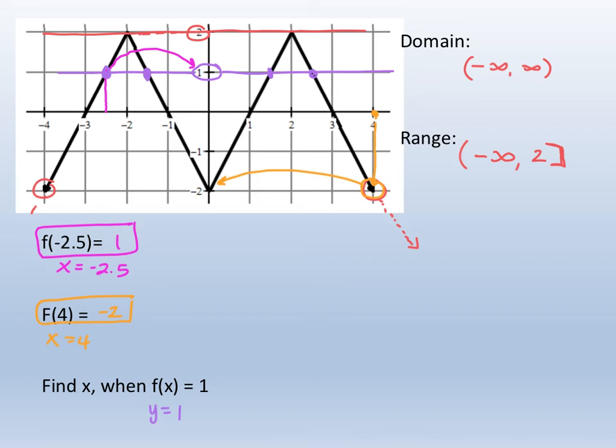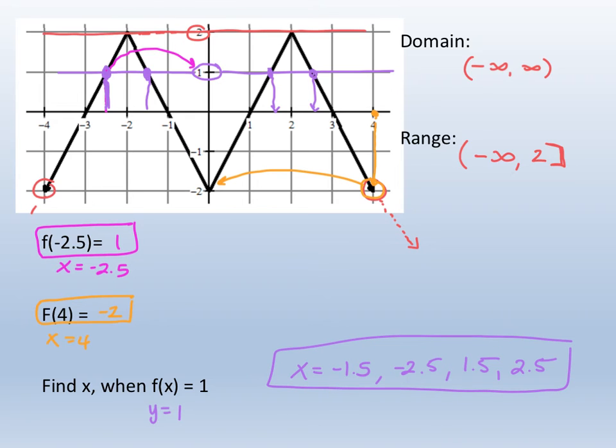That means your x values are going to be negative 1.5, that is here, which we already have, comma, this one also, which is negative 2.5 and negative 1.5. Then we have this one here, which happens to be 1.5, and then this one here, which happens to be 2.5. So this one has 4 different possible solutions: negative 1.5, negative 2.5, 1.5, and 2.5. Okay, hope you guys paused the video and you tried it on your own before I went over it.